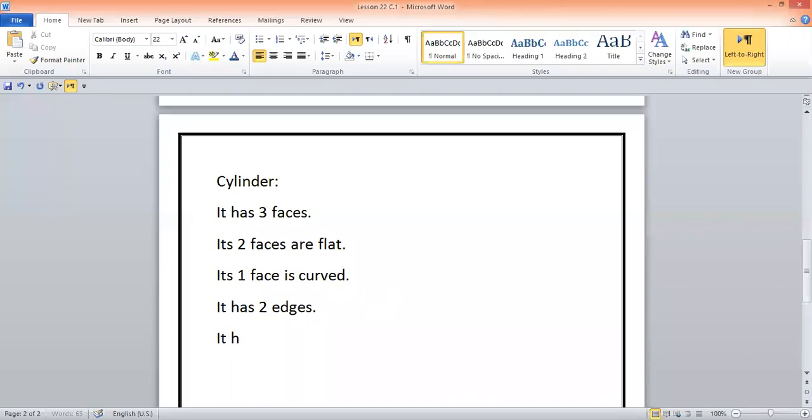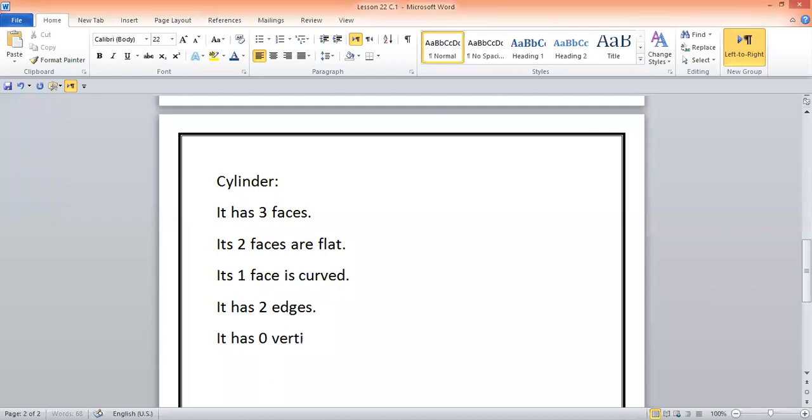And how many vertices does it have, guys? Cylinder has how many vertices? Zero. Very good. It has zero vertices.